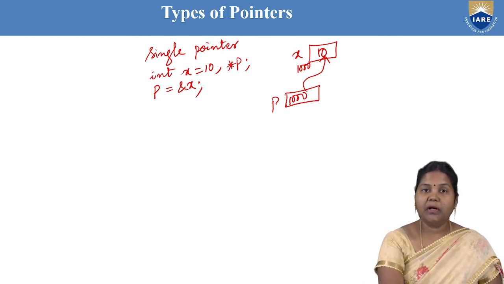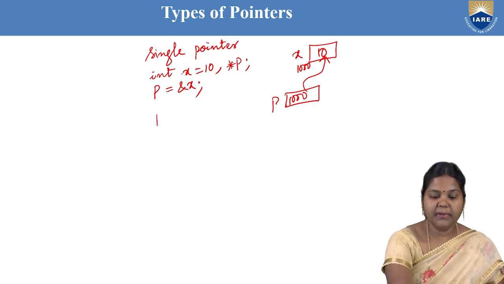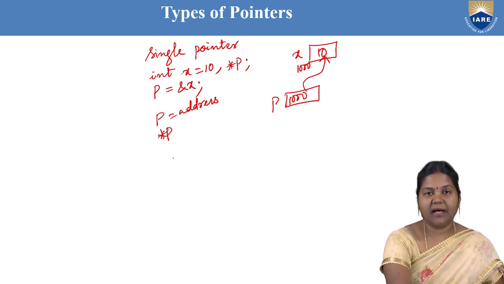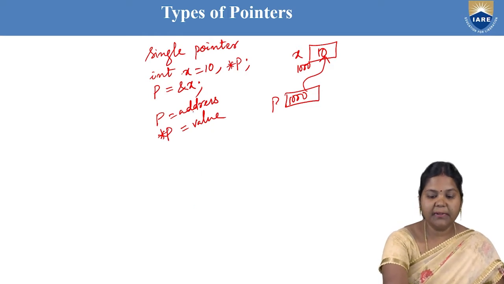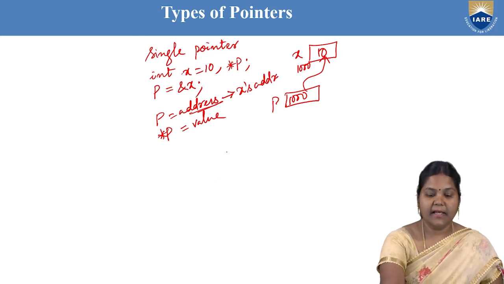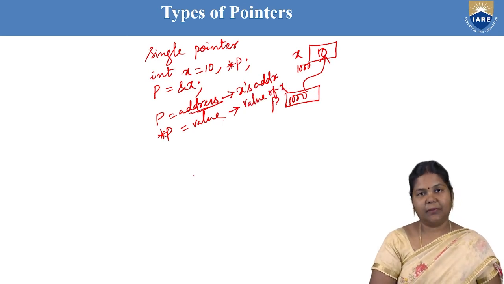Now, if you want to print its value, what will p give you? p will always give you the address. If you indicate with star, *p will always give you the value. So using p, you can find out the address of x. If you write *p, then you will get the value of x. This is about the single pointer.